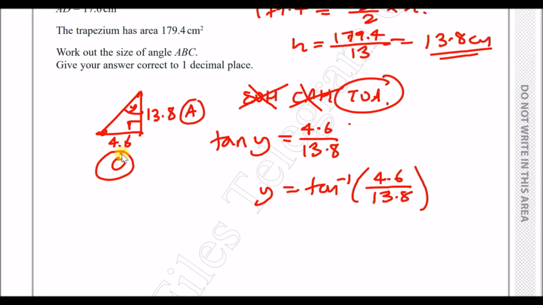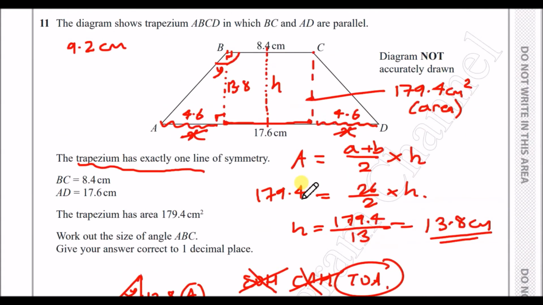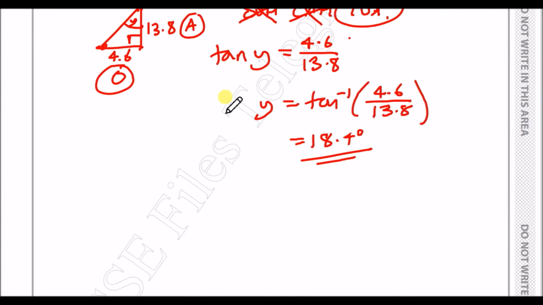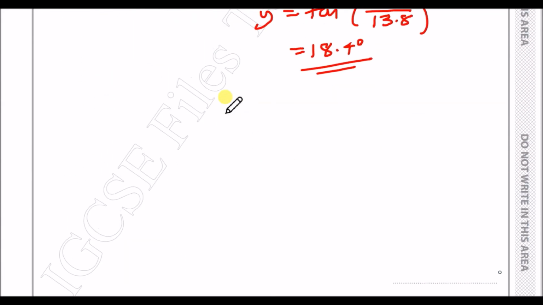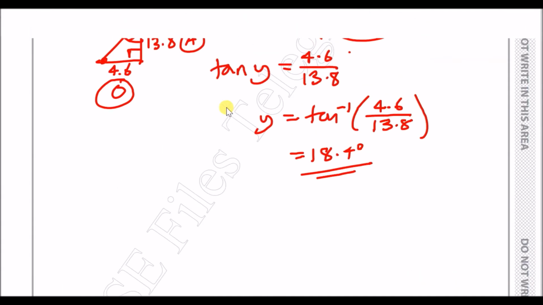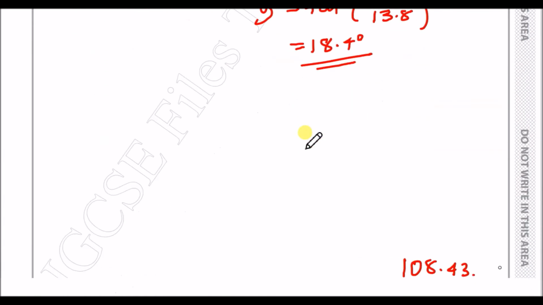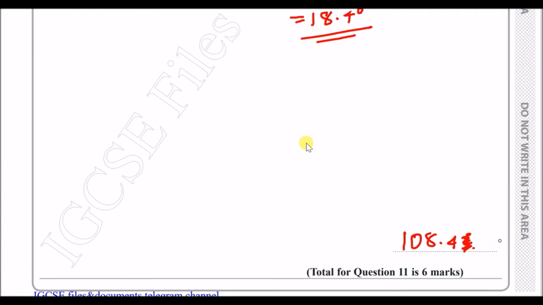Okay, so that's it. So when you put that in, let's see what we get. Tan inverse of 4.6 over 13.8 is going to give us an angle of 18.4 degrees. Cool. But that's not the final answer, yeah? That's the angle of y. We want the whole of ABC, so it'll be y plus that right angle, 90 degrees. So that plus an additional 90 should give us 108.43 degrees. But how many decimals do they want it? Give to 1 dp, yeah? So that means it'll just be 108.4 degrees. And that's it, guys. That's this question done too.